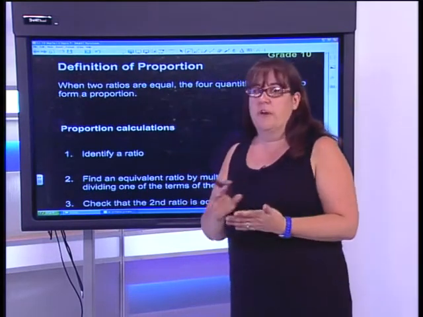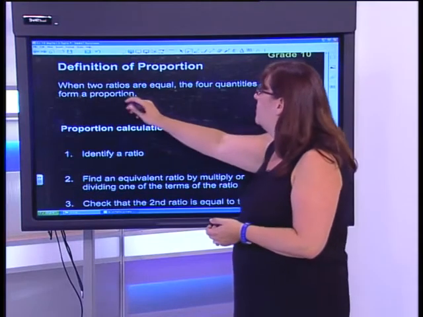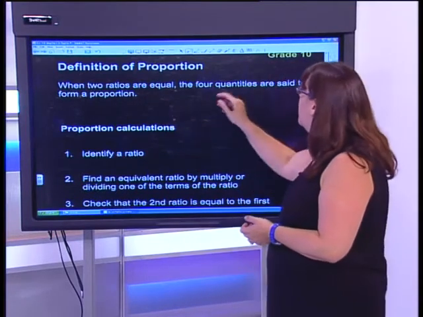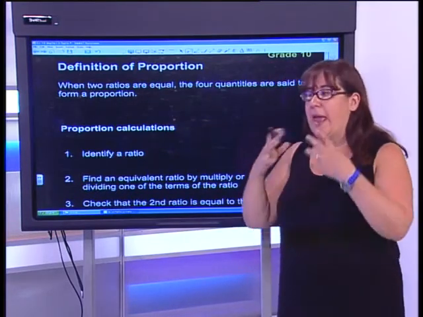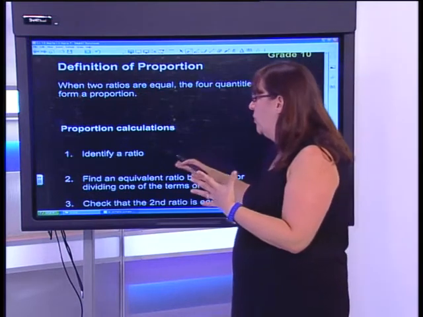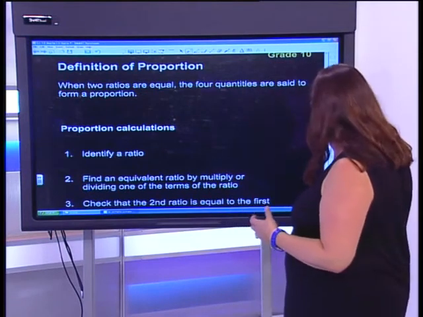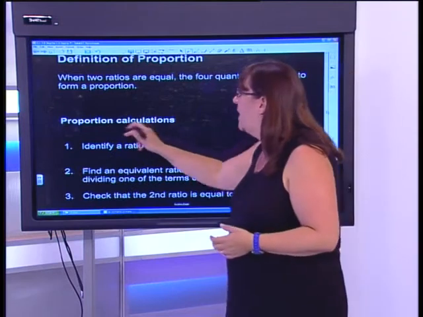Now the definition of a proportion. When two ratios are equal, the four quantities are said to form a proportion. That means they're equal to each other. So we're looking at calculations.